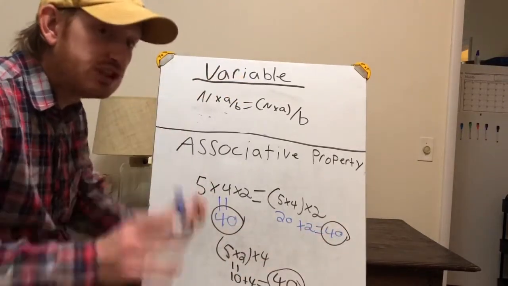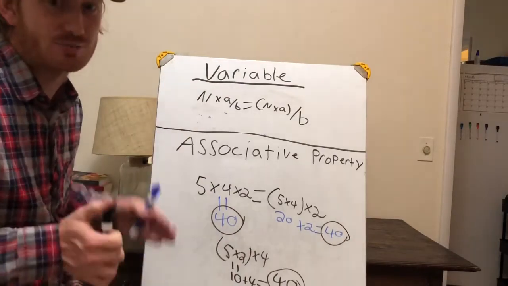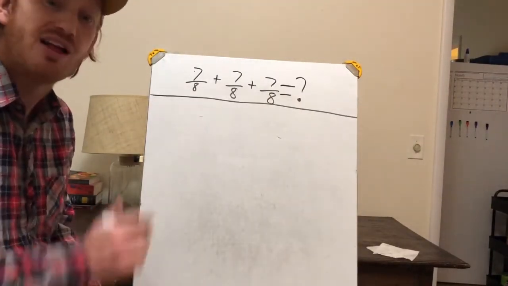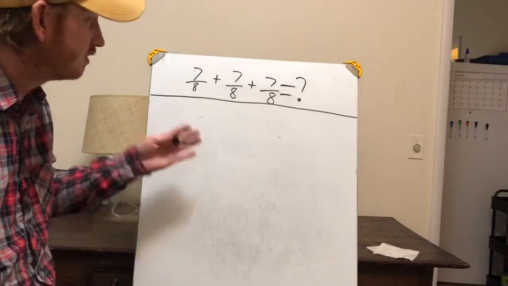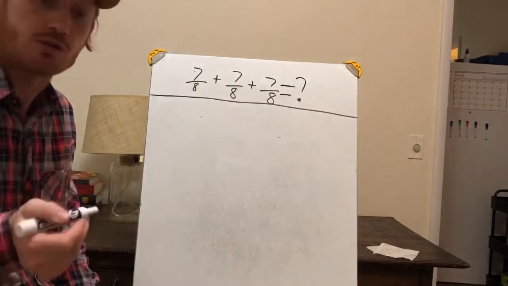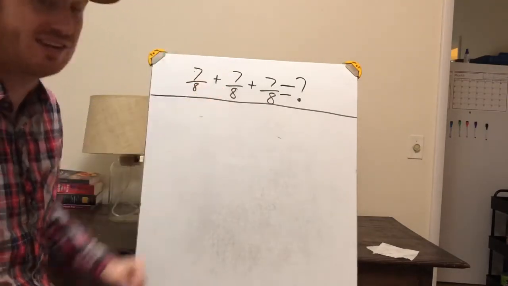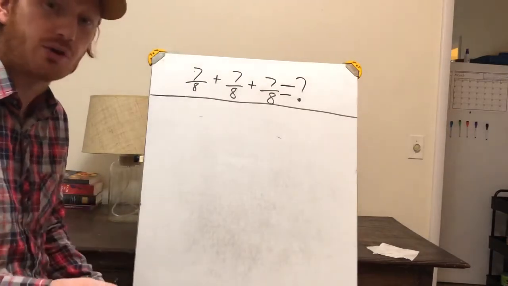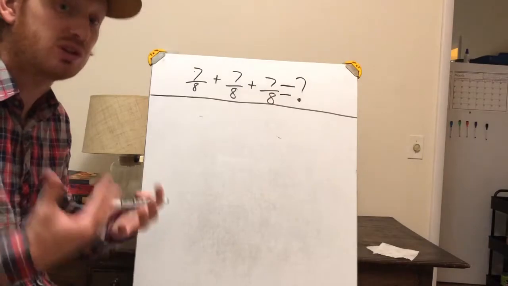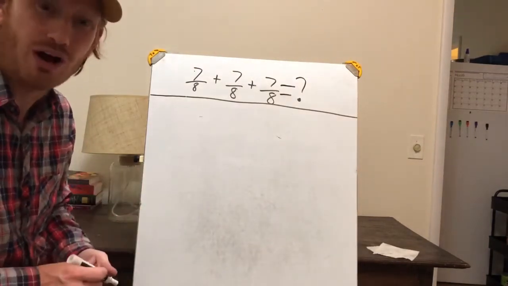Now that we've done a brief review of variables and associative property, let's get into our practice problems. Right here, we have a fractions addition problem that we are going to solve using a visual model and by using multiplication. So the first thing I want to do is figure out what 7/8 plus 7/8 plus 7/8 is using a visual model. The reason I'm using a visual model is so that I can check my work later to see if they match up, because I feel very comfortable using a visual model.